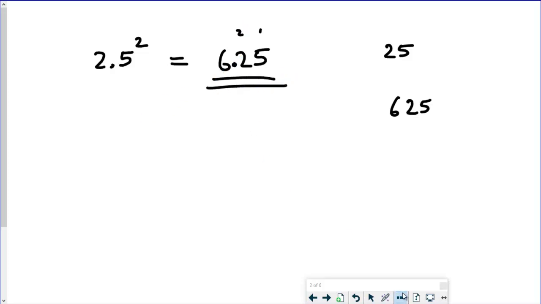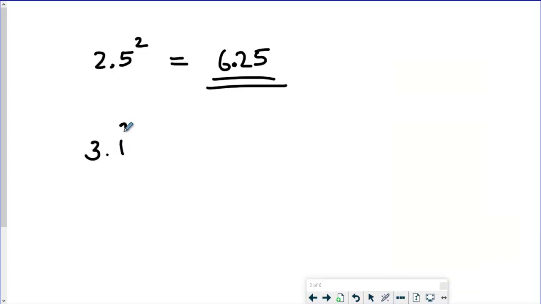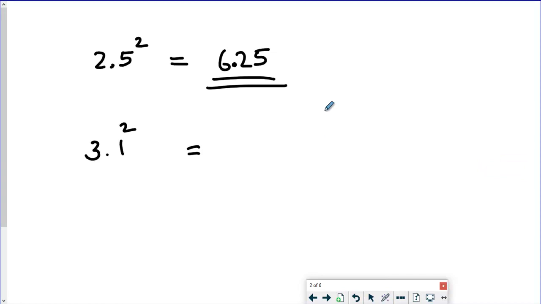Our answer is 6.25. So in this way, for example 3.1 square. First without the decimal point you have to calculate the square, that is 31 square. 31 square we know, 1 square 1, 3 into 2 is 3 into 6, 3 square 9, 961. After the decimal point there must be 1 digit in the number, so in our answer, after the decimal point there must be 2 digits.